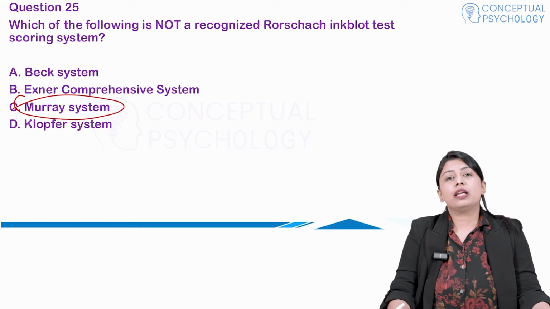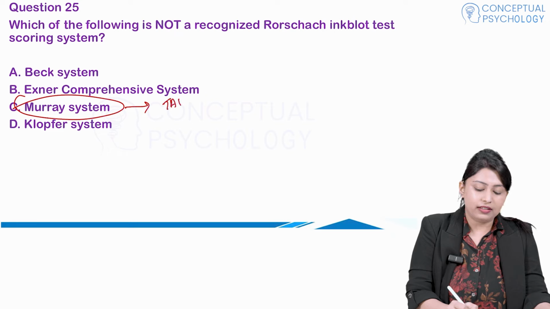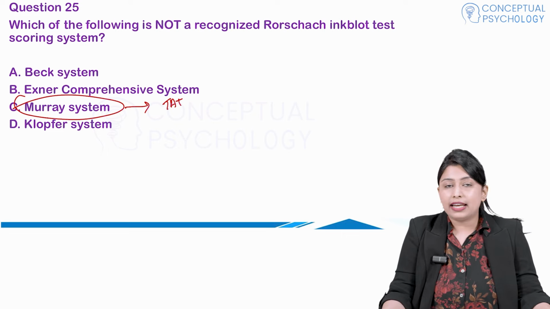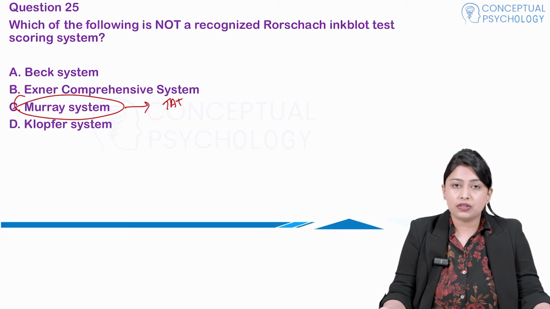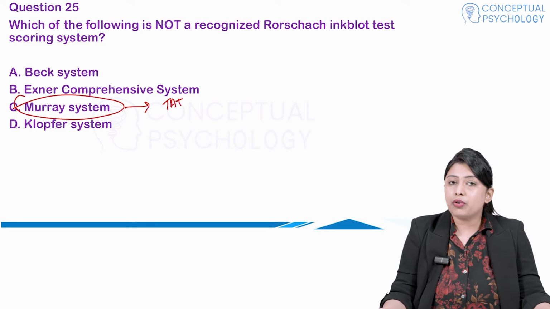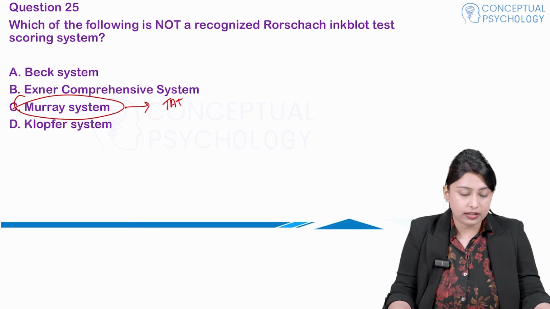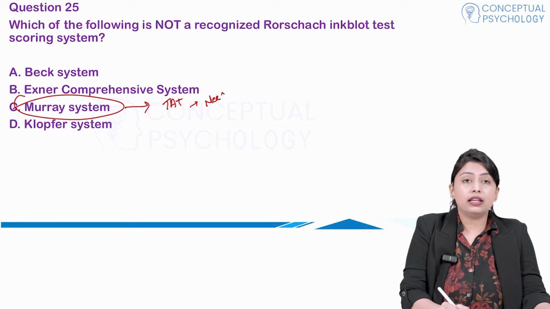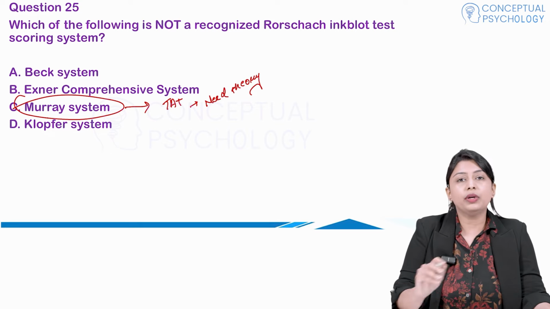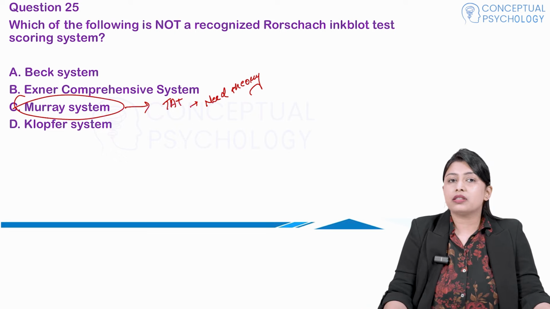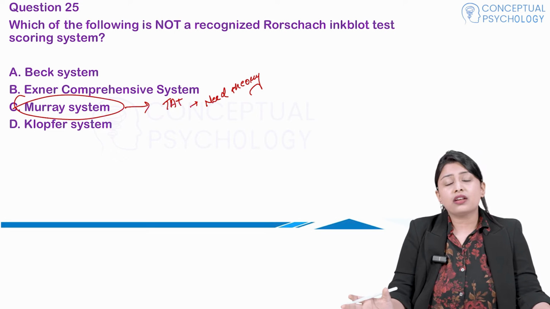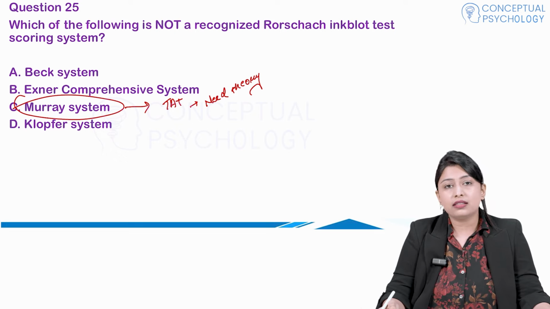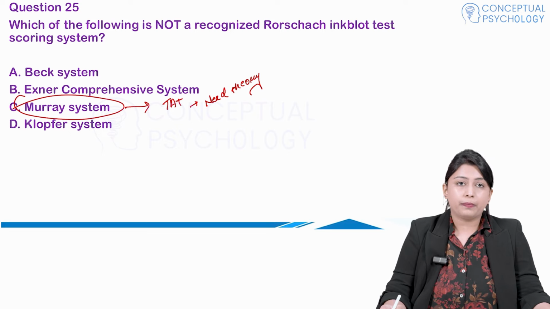Henry Murray is famous for developing the Thematic Apperception Test, the TAT, which uses ambiguous pictures to assess personality dynamics, needs and interpersonal relationships. So TAT is a completely different projective assessment tool from the Rorschach Inkblot test. Murray's contributions to psychology include the need theory along with TAT, but he did not develop a scoring system for Rorschach tests. The major Rorschach scoring systems include Exner's comprehensive system, the Klopfer system, the Beck system, and the Rapaport system.